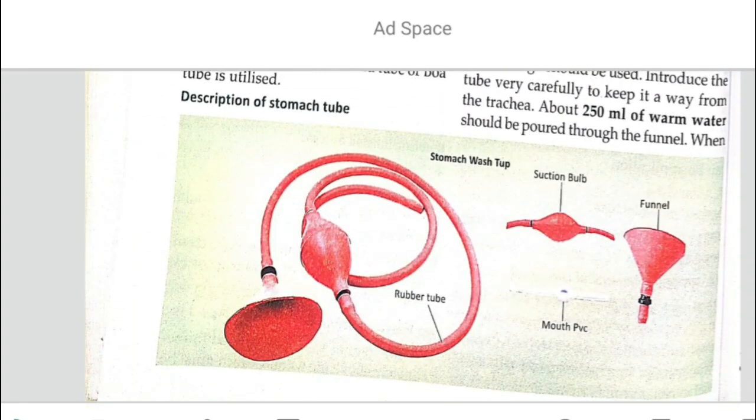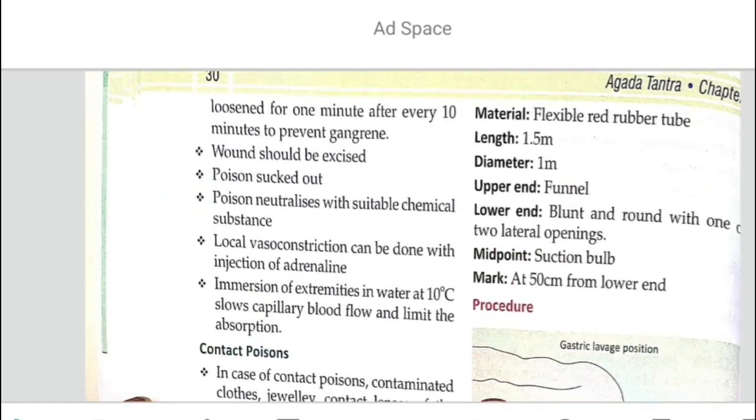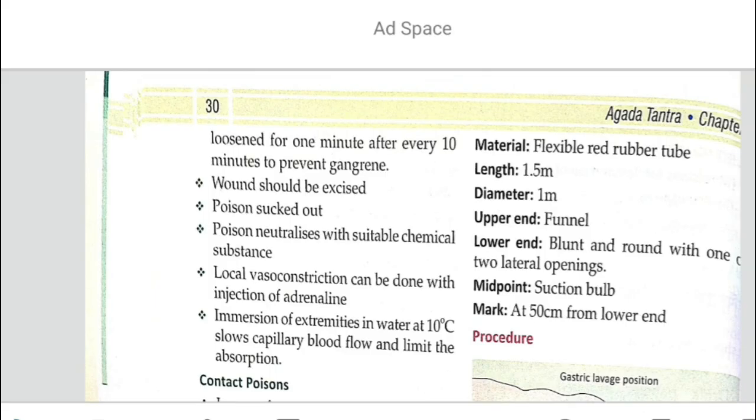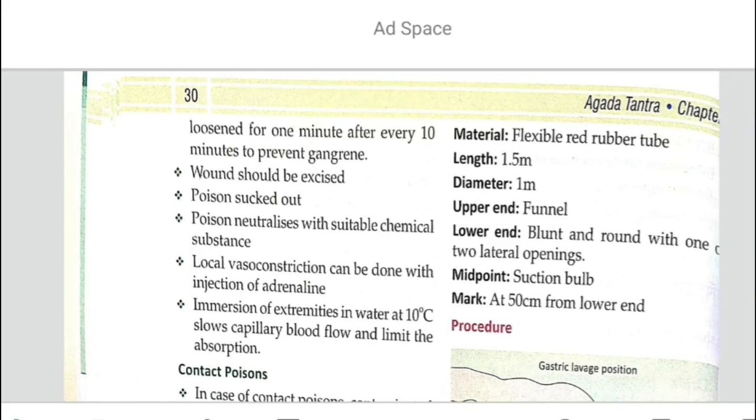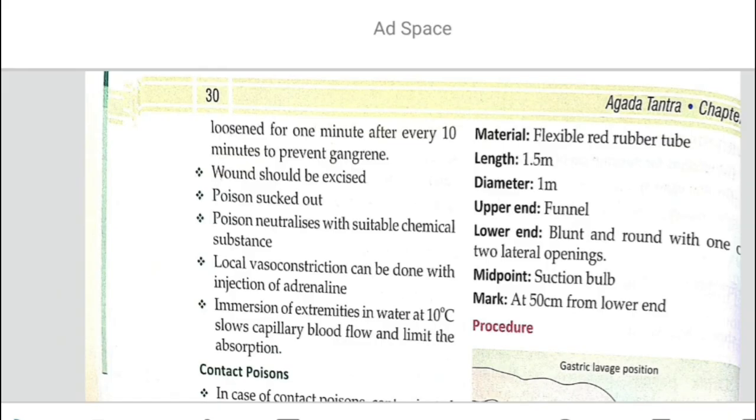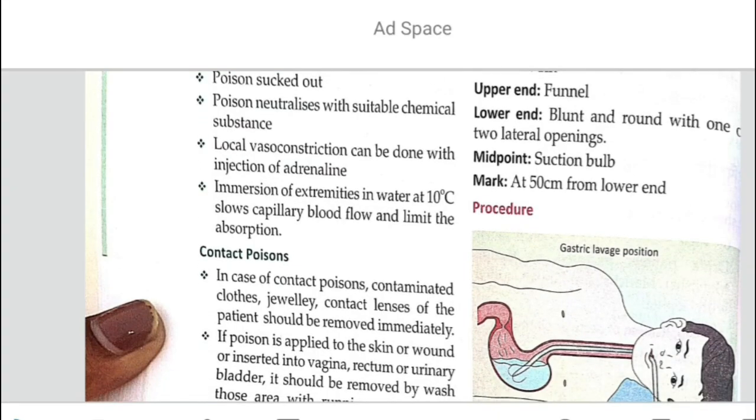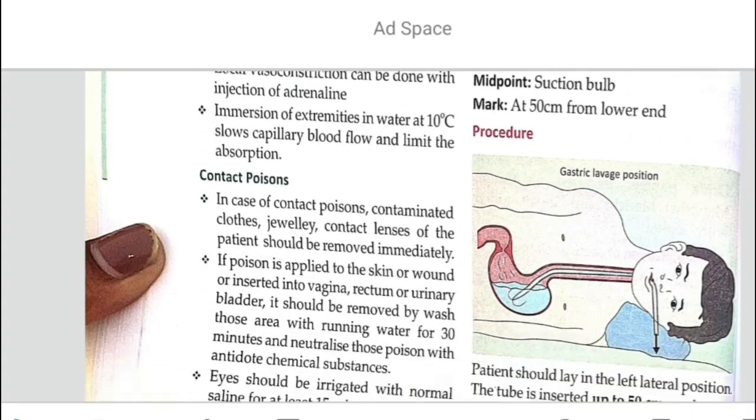Description of stomach tube. In this diagram, they have shown the rubber tube. The whole apparatus is a stomach wash tube, which has a rubber tube, suction bulb, mouth gag and funnel. Material: flexible red rubber tube, length 1.5 meter, diameter 1 centimeter maybe. Upper end funnel, lower end blunt round with 1 or 2 lateral openings. Midpoint suction bulb, mark at 50 centimeter from the lower end.